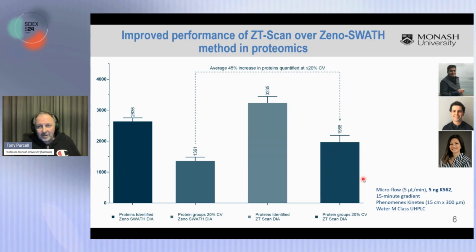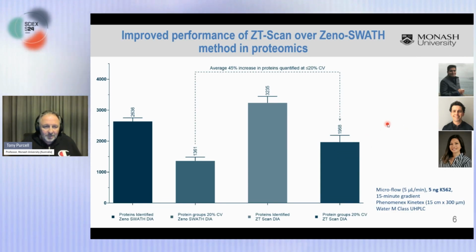So how does this actually help? And this is work that's been performed in collaboration with SCIEX, in particular Ihor, and a PhD student in my group, Reza Dorvash. So what you can see on this side of the plot here, proteins identified from a 5 nanogram injection of K562 tryptic digest. We're using a microflow chromatography setup, fairly standard 5 microliters per minute, 15-minute gradient on a Phenomenex column. And we're using a Waters M-Class UHPLC.